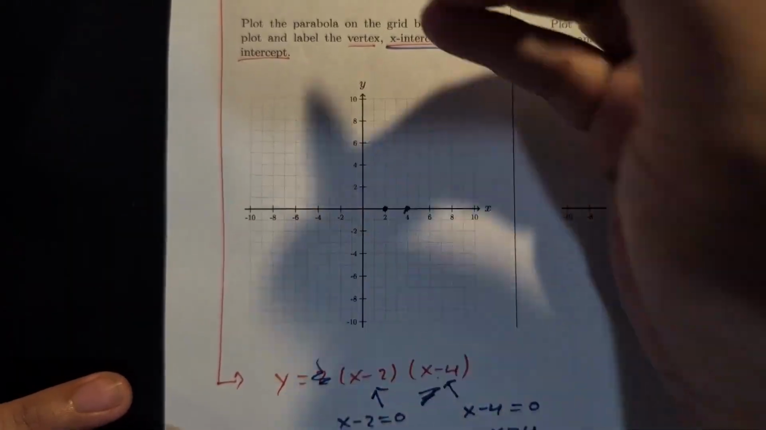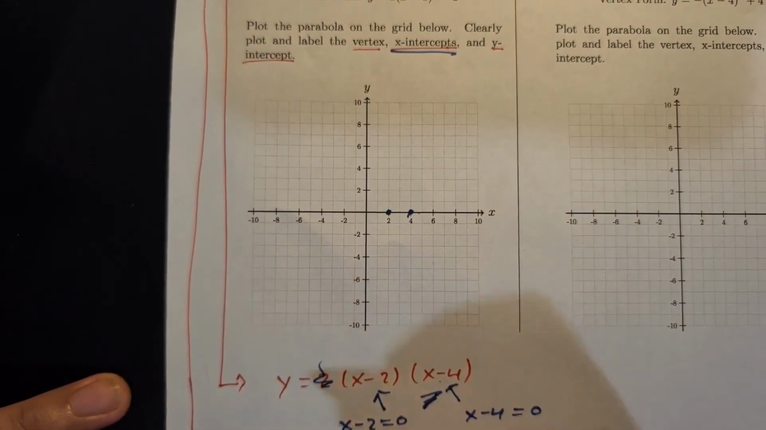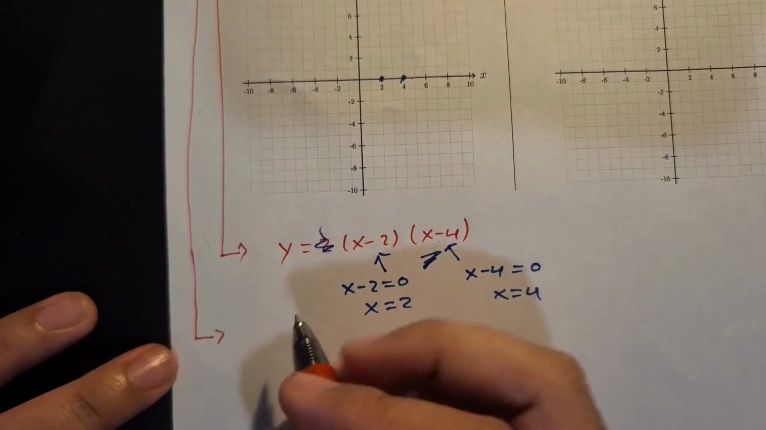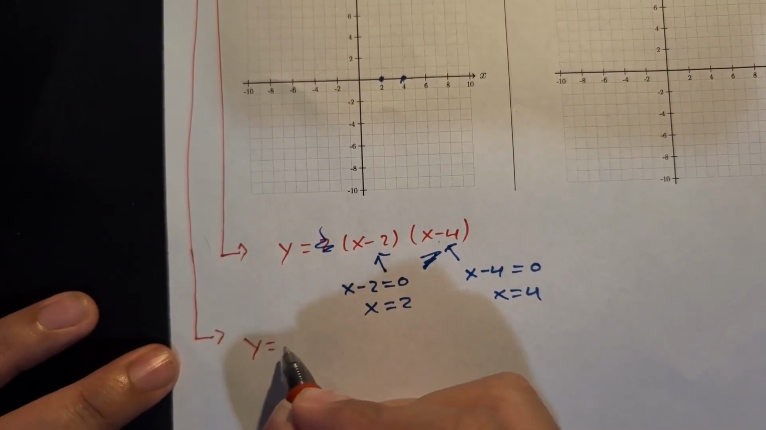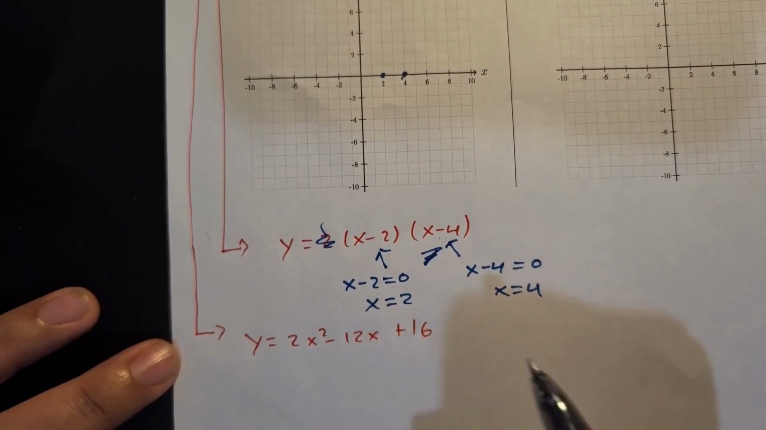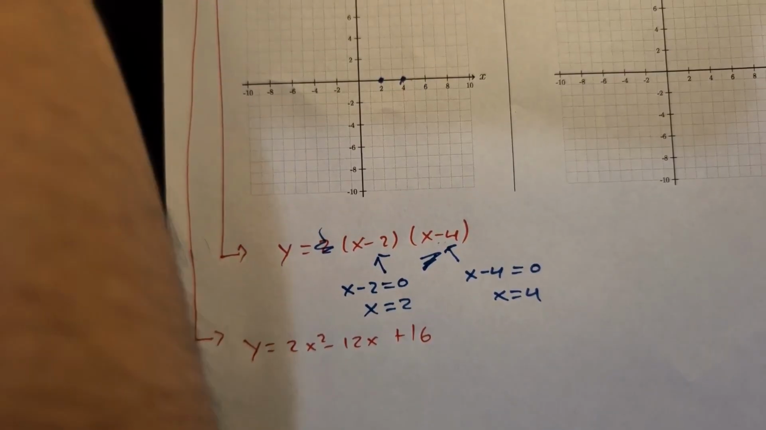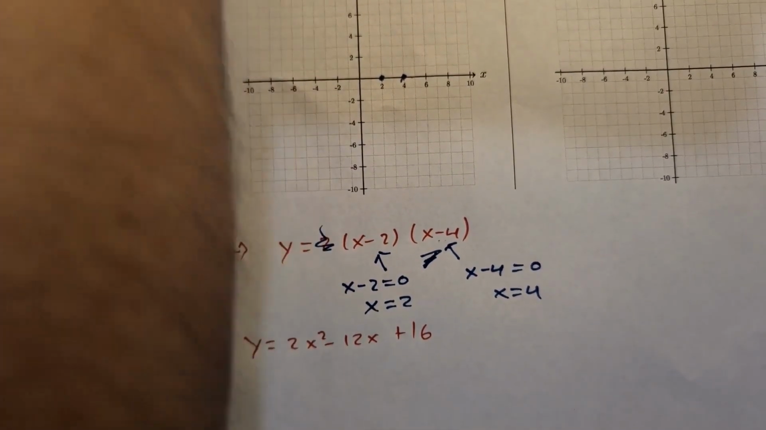Now, let's look at standard form. We are given that the standard form is y is equal to 2x squared minus 12x plus 16. We already did this. If we go back to, let's see, what section was it?